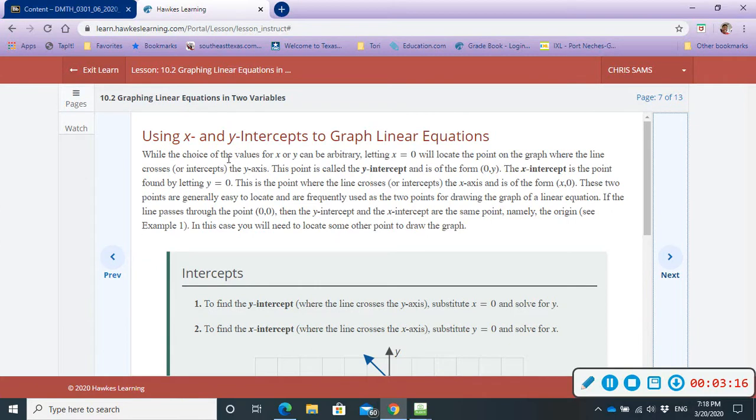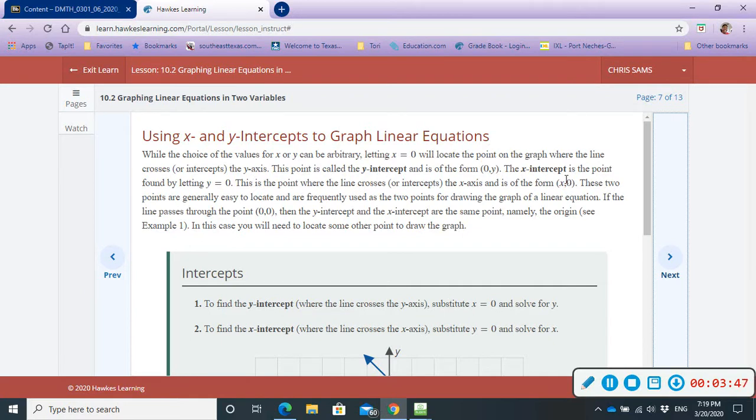Graphing with x and y intercepts is important. Namely, when we want to find the y-intercept, x is going to be 0, and here's the ordered pair: x is 0, you get y as some number. If you want to find the x-intercept, it's going to be just the opposite. y is going to be 0, and then x is going to be some number. So that ordered pair is x comma 0. Be careful not to mix those up.